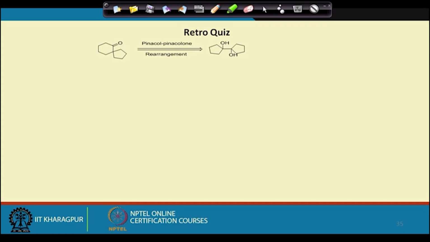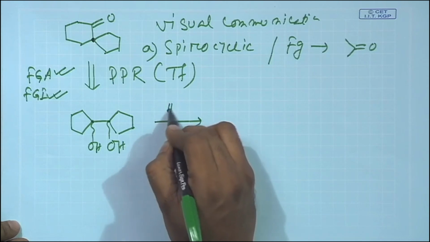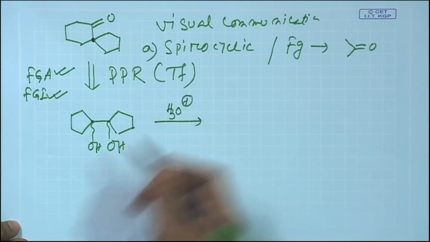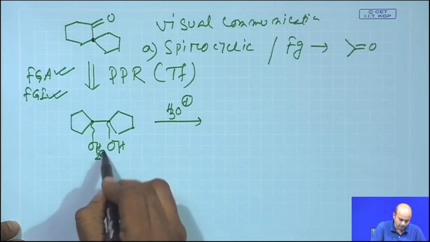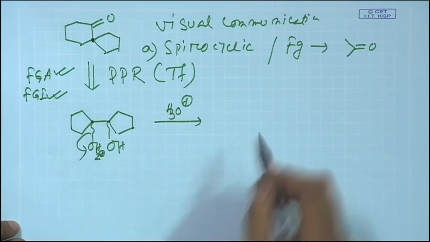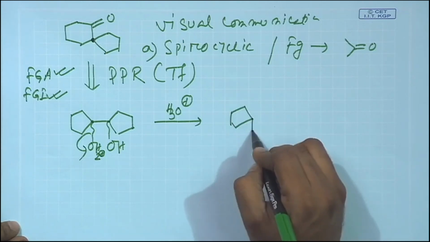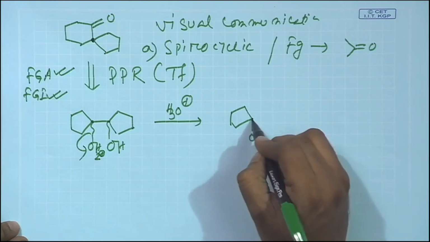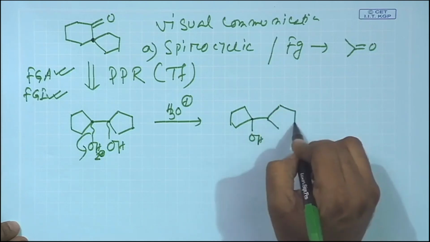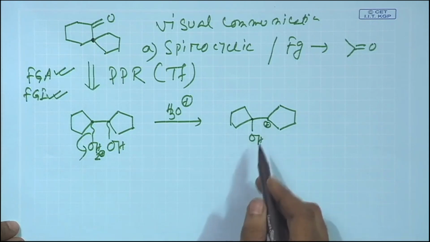Pinacol rearrangement is a very interesting rearrangement which takes place in the presence of a mineral acid. You subject this compound to a mineral acid, and one of the OH groups undergoes elimination as water. Water elimination takes place, and you get a carbonium ion here. This carbonium ion will undergo a 1,2 migration.